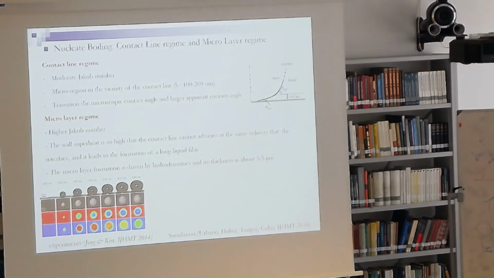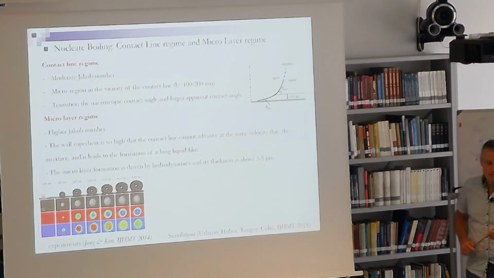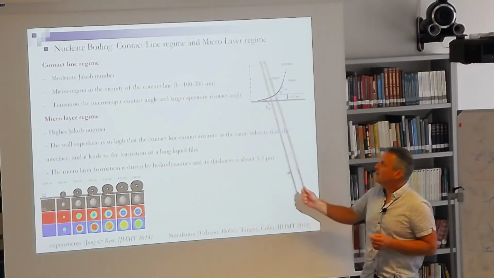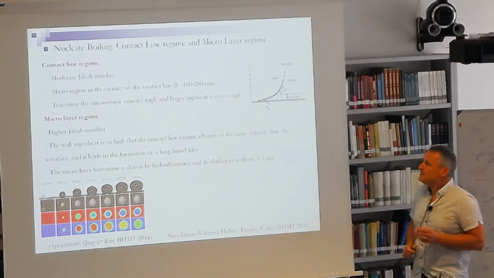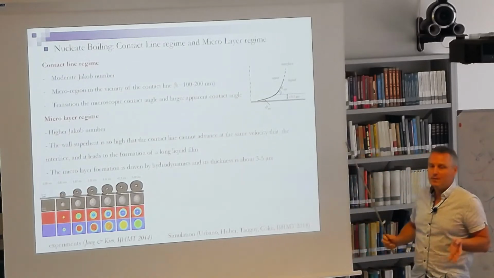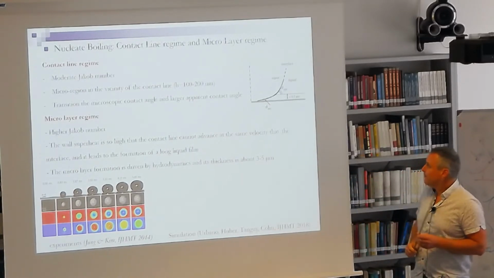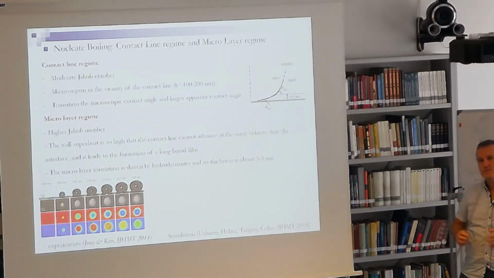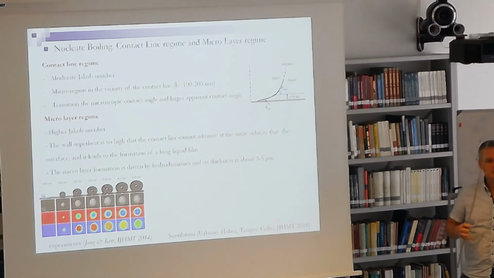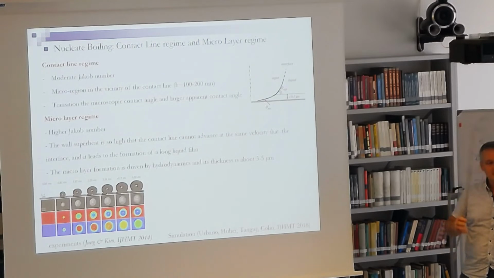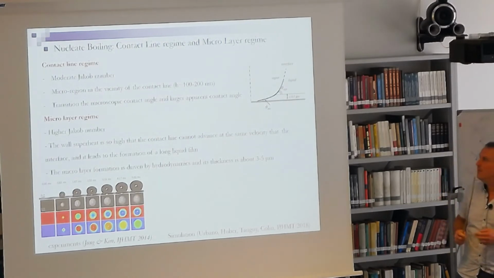So we are just at the first step on nucleate boiling. We distinguish two main regimes, the contact line regime and the micro-layer regime. The contact line regime occurs at moderate Jacob number, so moderate wall superheat. And this is just a classical bubble growth with a bubble shape which reproduces the static mechanical equilibrium shape of a bubble.